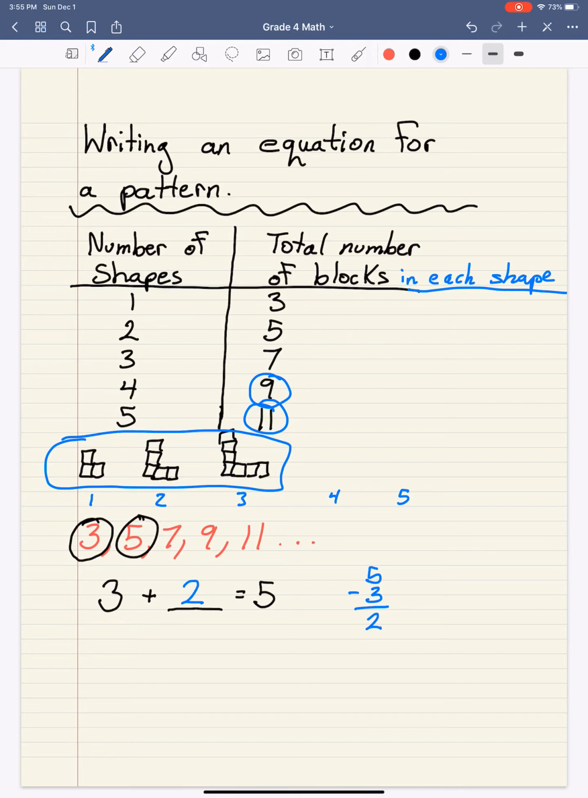Some people might not want to start with the first element. Maybe they want to go to a different one. So they might say 7 plus something equals the next element, which is 9. And in this case, it's still going to be the same answer because the larger number minus the lower number, 9 minus 7, is again 2. So that is how you write an equation for a pattern.